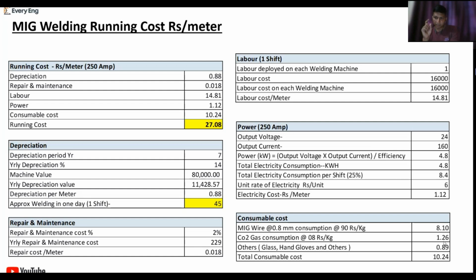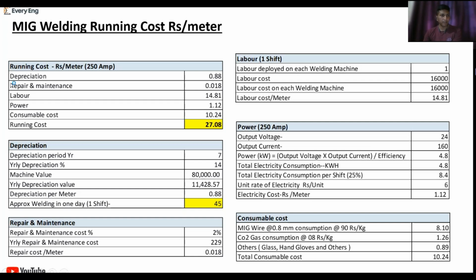Our thumb rule is 1:2. In normal condition for 0.8 mm wire, if we do 1 meter of welding, our consumption of MIG wire will be only 80 grams, and our gas consumption is double, that is 160 grams per meter. But I see some companies using 400 grams of gas per meter. So these are the two losses.